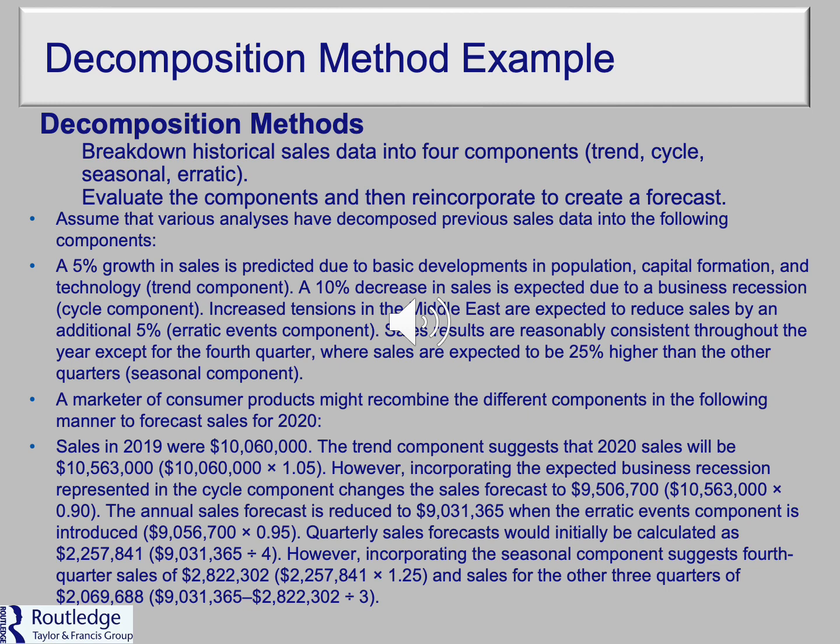So the decomposition method is the most complex statistically of the time series methods of forecasting that we've discussed thus far. Like the others, it does rely on historical sales data, but takes it a little further by segmenting that data into 4 specific components. Specifically, those are trend, cycle, seasonal, and erratic events. And so once that data is broken down, it's then reincorporated in developing the sales forecast.